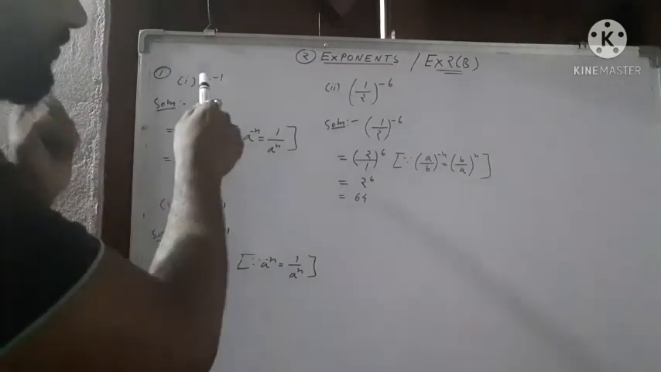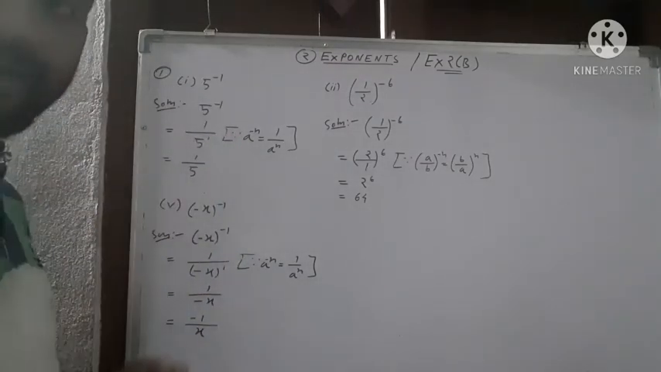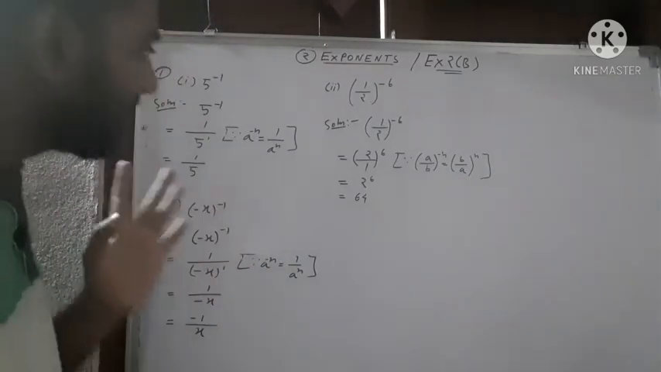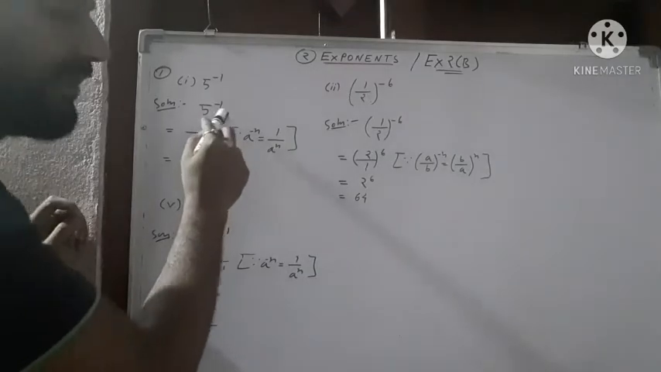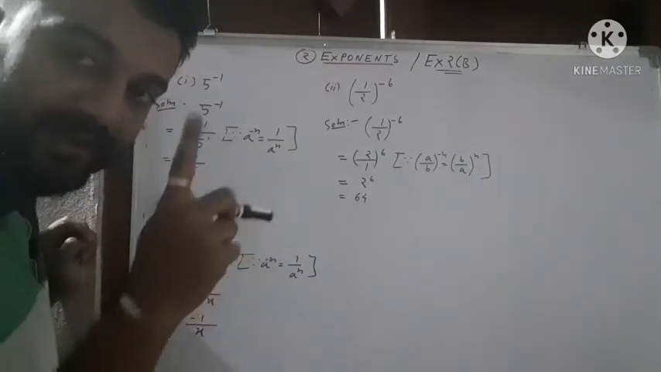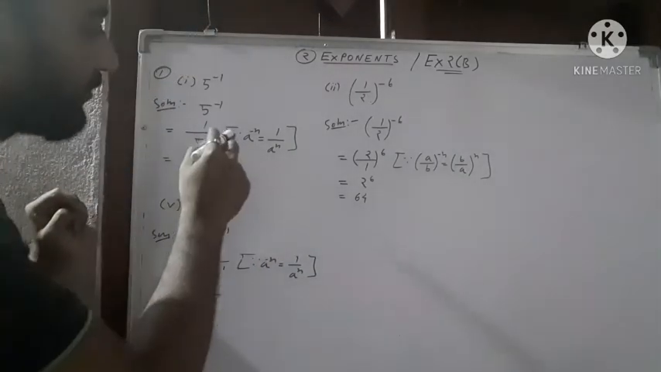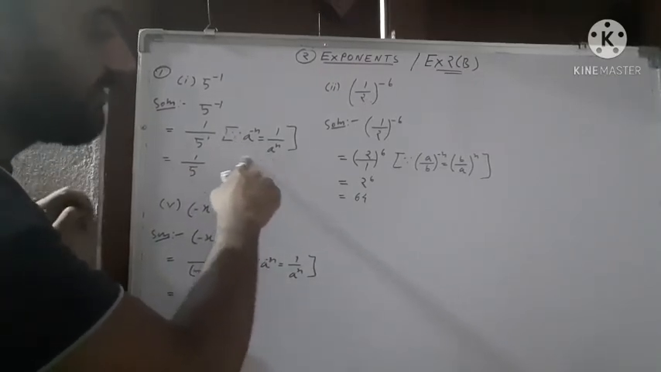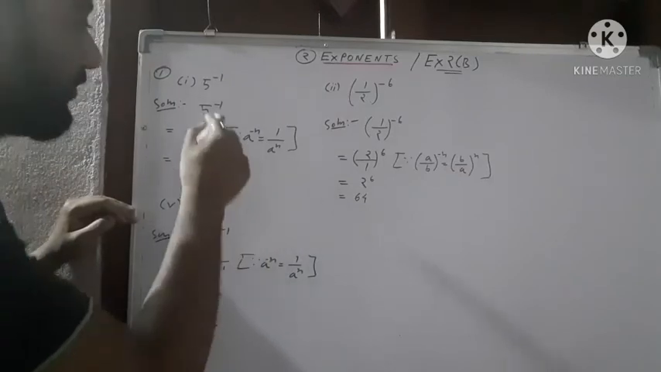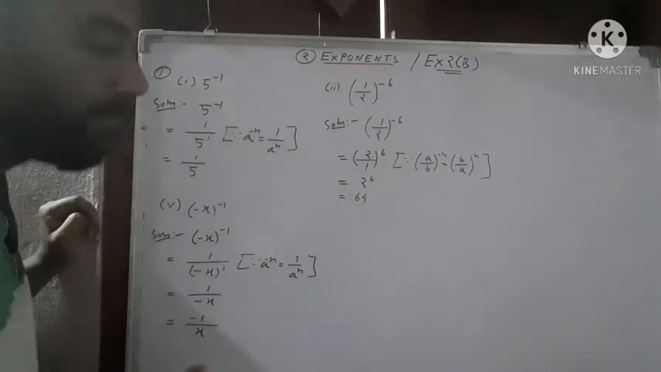Roman numeral 1: 5 inverse. 5 to the power minus 1, we say it as 5 inverse. So 5 inverse means what? Since the power is negative, we can write 1 by, as I have already mentioned in the law, which we have also mentioned within this bracket. So it becomes 1 by 5 to the power 1.